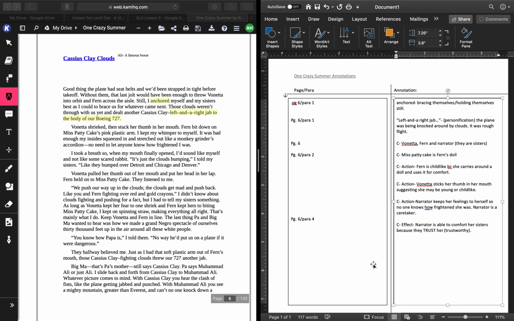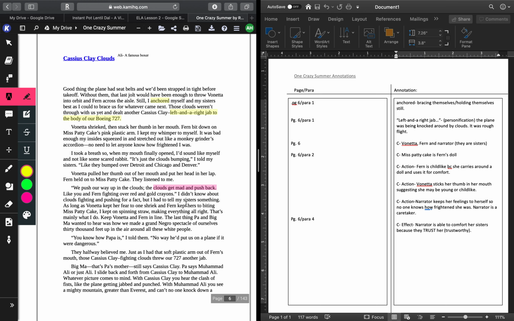Okay, so let's pause here. We see some more figurative language, right? We see the clouds get mad and push back, right? I don't know why I made it pink. Okay. Well, it's pink. Sorry. All right. So the clouds get mad and push back.